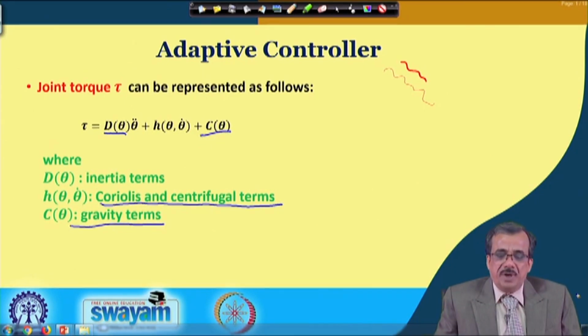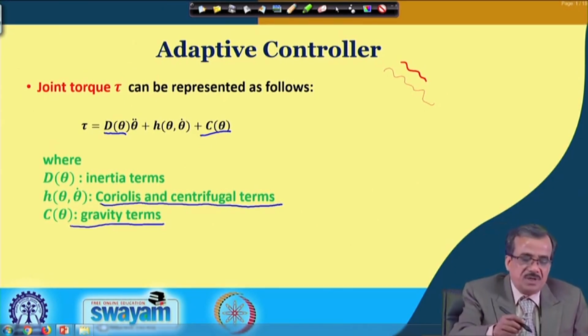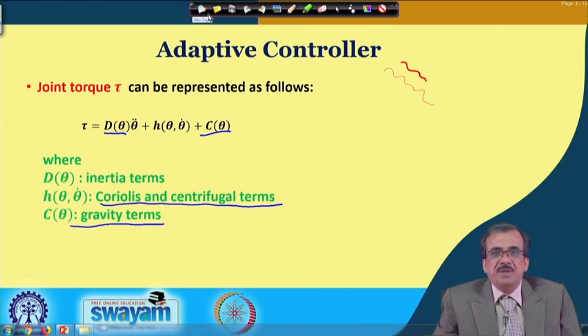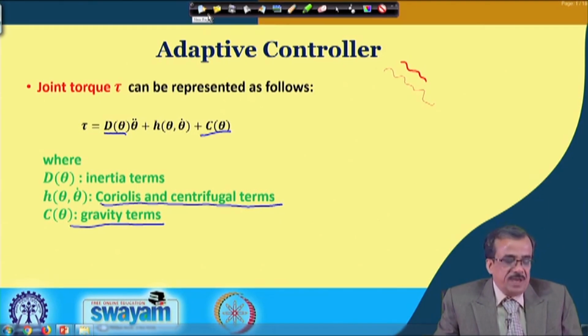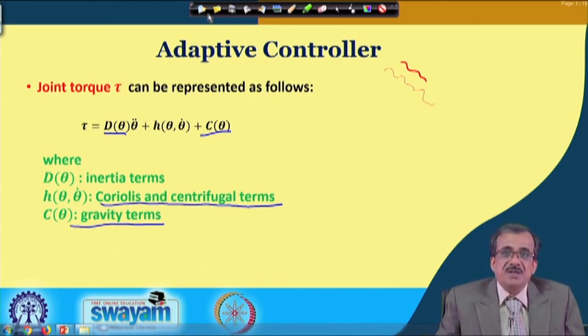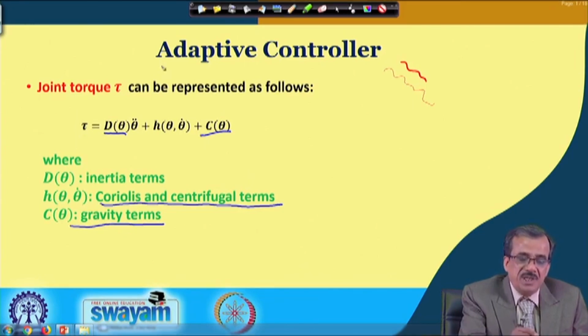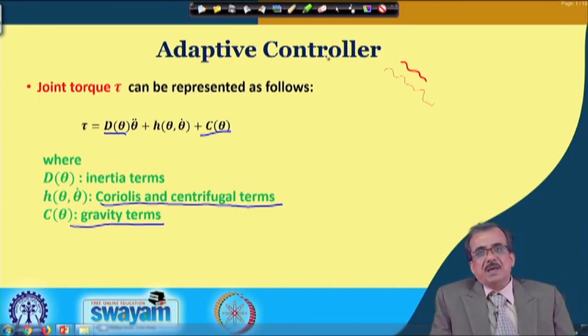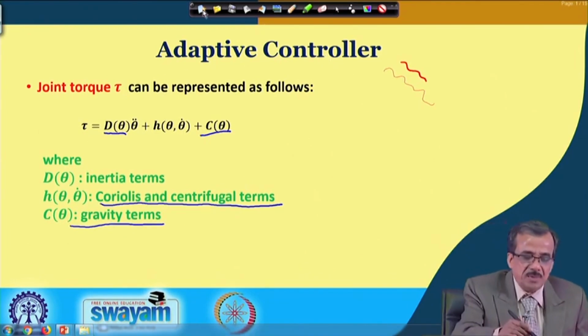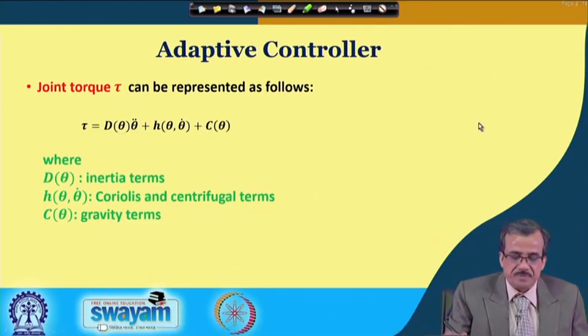Now I am not going into the derivation of these terms, because you will get a very big expression. That we discuss in a robotics course, not in this particular course. But what I am going to tell you is how to generate this particular tau with the help of a motor using the principle of an adaptive controller. That I am going to discuss.